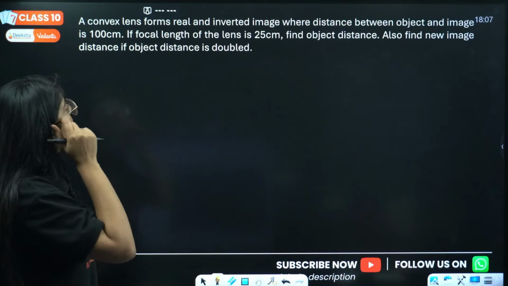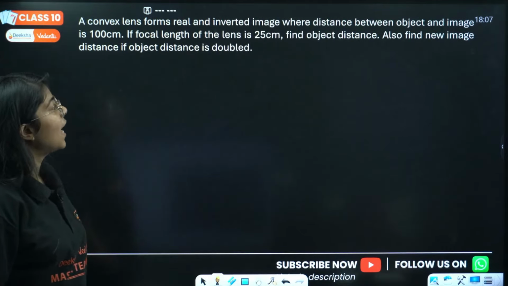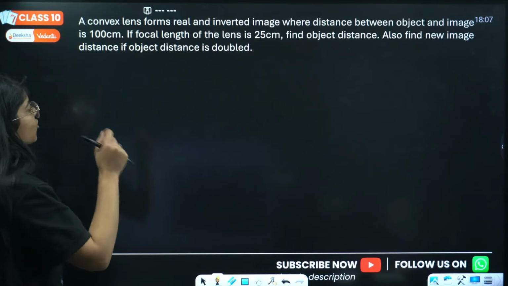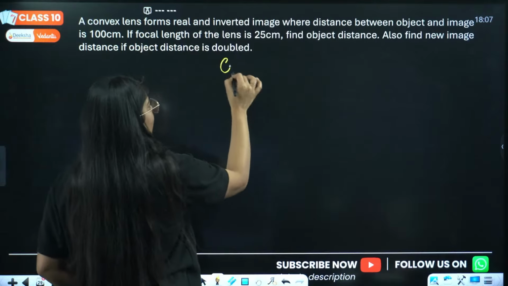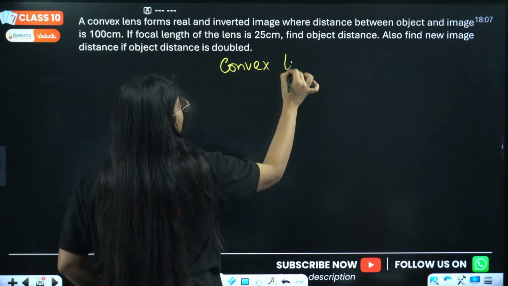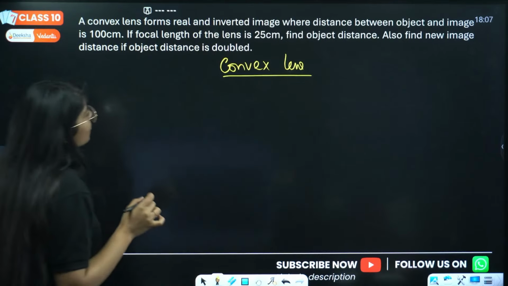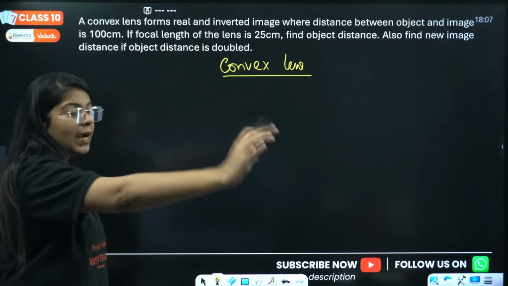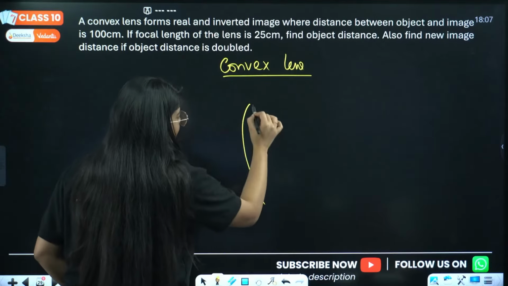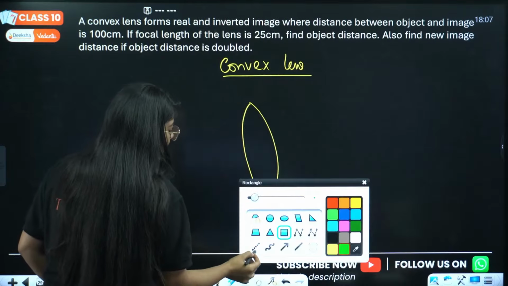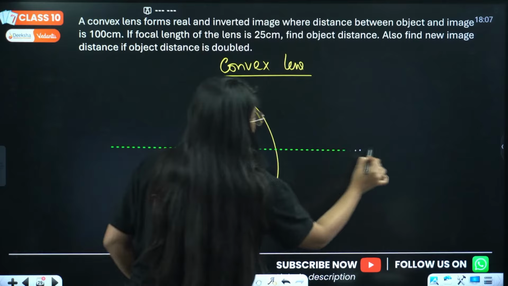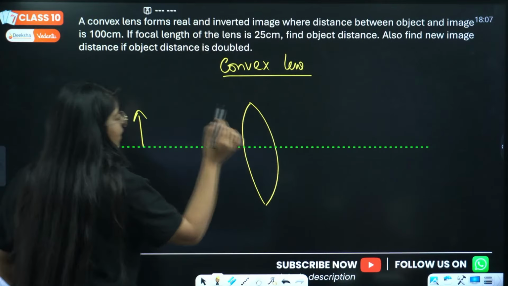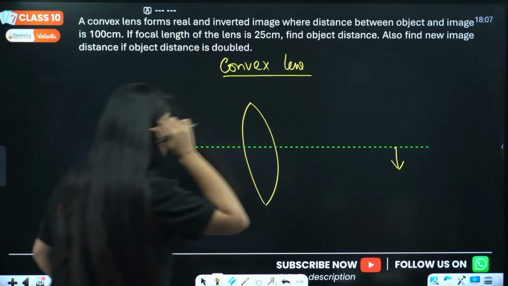Next question. A convex lens forms a real and inverted image where distance between the object and image. Now we have a convex lens, but the distance between image and object is given. Not the lens, but image and object. So let's say this is my convex lens, right? And I know the image and the object will be on opposite side. So here will be the object, somewhere here will be the image.